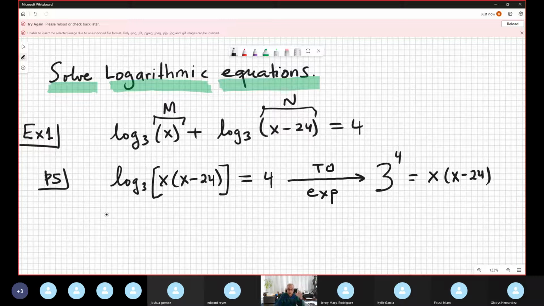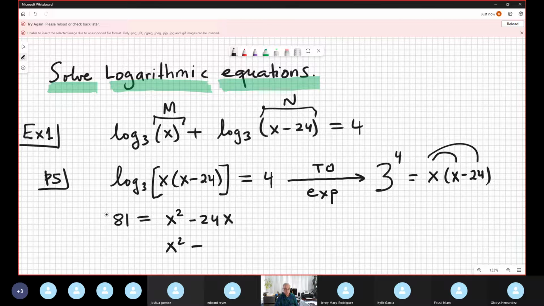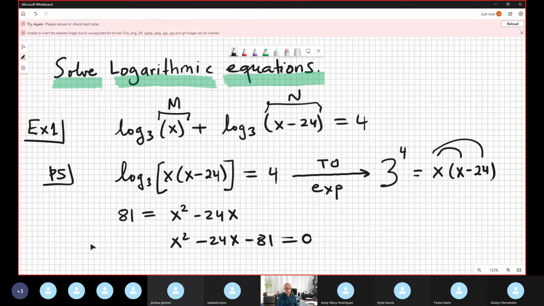Important, at this crucial moment, this new equation is no longer a logarithmic equation and it's not an exponential equation, because 3 to the 4 power is 81, and you apply the property here, x squared minus 24x. Wow, it's a quadratic equation. So basically it's x squared minus 24x minus 81 equal to 0. You put it in standard form, and that's all we have to solve.